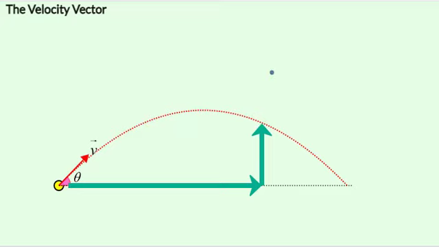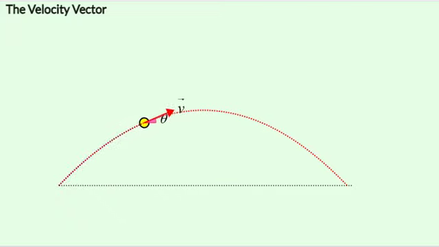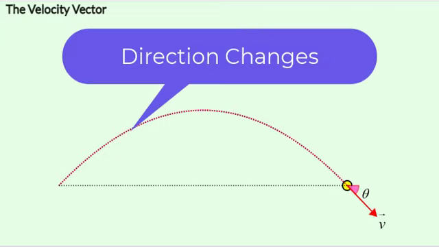And knowing the x and y displacement, we would be in a position to precisely locate the position of the projectile. And to begin with, all we know is this velocity vector v. Let's observe the velocity vector as the projectile is in flight. And it is very clear from here that the direction changes at every instant.